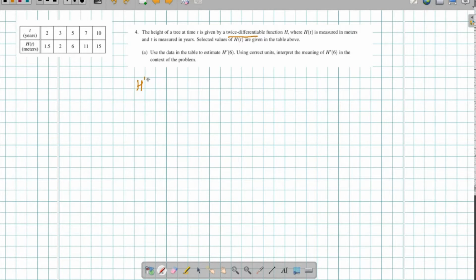So h prime of 6, that is my instantaneous rate of change, but I know that I can approximate that by looking at the average rate of change, which would be the behavior on either side of 6. In other words, taking a look at what's happening at t equals 7 and what happens at t equals 5. So I can say that it's approximately equal to h of 7 minus h of 5 over 7 minus 5. So I can say that that's 11 minus 6 over 7 minus 5. And using correct units, keep in mind that we're talking about a change in meters over time. So this is meters per year.